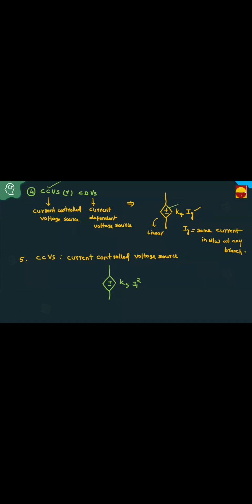But what is the difference here? The parameter was IY only, but now it is I1 square. That's why this source is non-linear. That means among dependent sources, linear ones are available and non-linear ones are also available. The earlier current controlled voltage source is a linear control. These are the different types of dependent sources that you have to concentrate on.